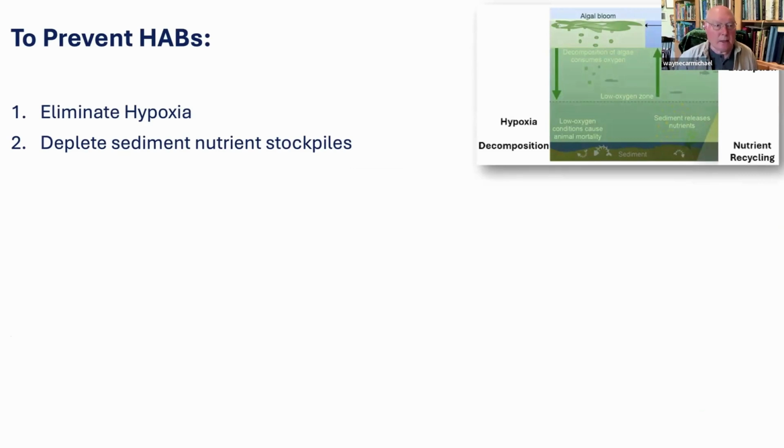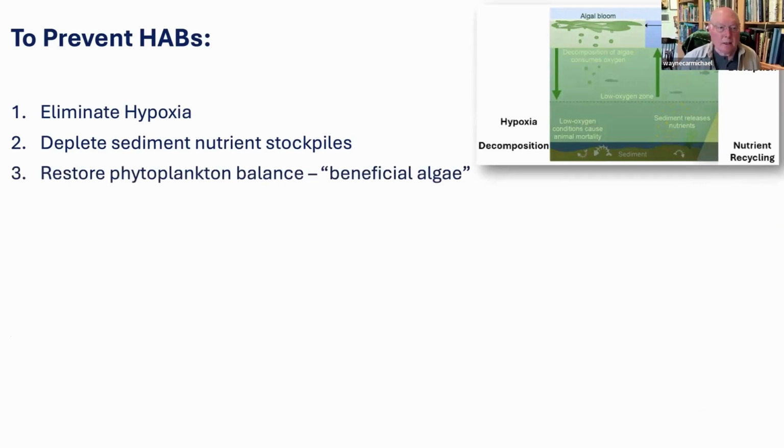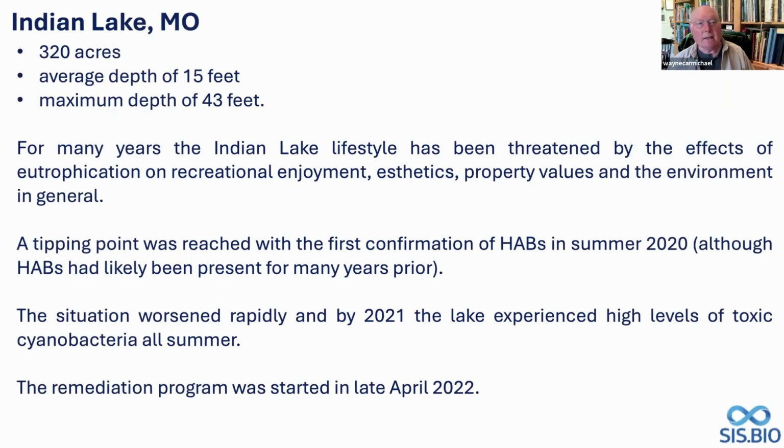So these two examples then eliminate hypoxia and deplete the sediment nutrient stockpile. Now we want to show how those two steps can help restore phytoplankton balance. In other words, the good algae, or the beneficial algae. Let's move back to Indian Lake. Keep in mind, this was the example I used for the hypoxia. Now we want to look at how to improve the algae.